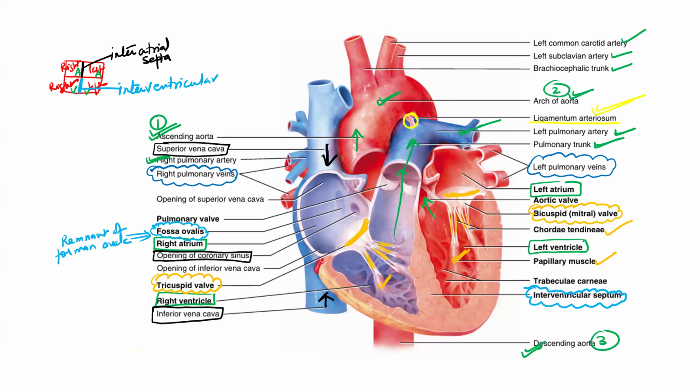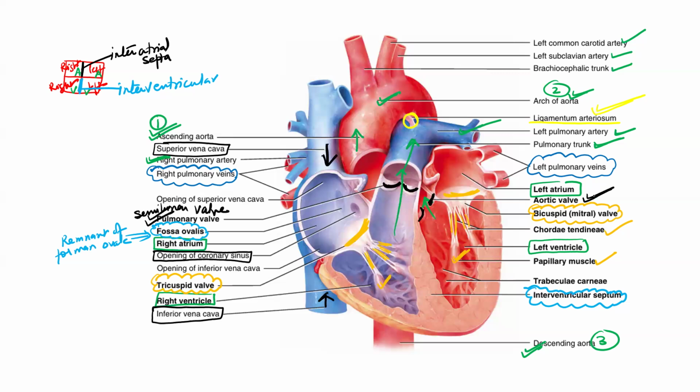Now, at the starting of the pulmonary artery and at the starting of the aorta, you find one structure present. Please focus. What is that structure? That structure is the semilunar valve. Sorry, one minute, I should not put labeling here. The semilunar valves are present: the aortic valve and the pulmonary valve. These are your semilunar valves.